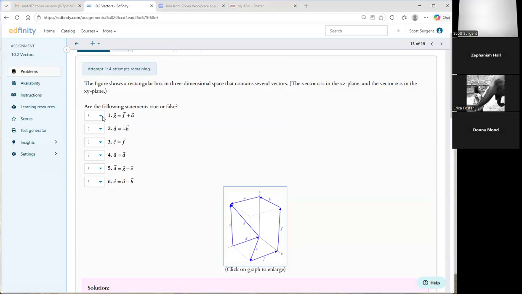So let's just look at these here. You're going to have to refer to this picture down here. Now, if I click on the picture, you won't be able to see that. So I'm going to keep the picture the way it is. Okay. And this is another three-dimensional situation.